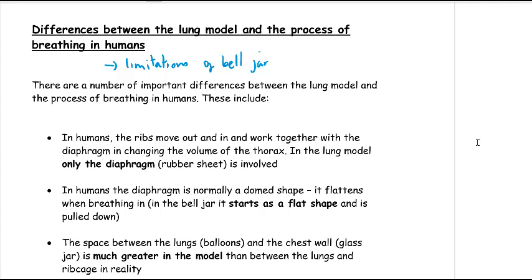Firstly, in humans, the ribs move out and in and work together with the diaphragm in changing the volume of the thorax. But in the lung model, only the diaphragm is involved. You'll have noticed in that little video that the glass jar doesn't move. The glass jar can't move. So in the lung model, only the diaphragm is involved.